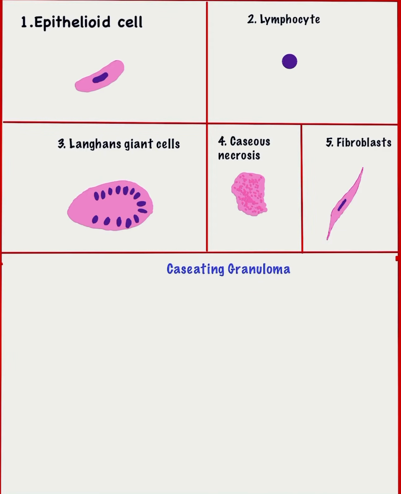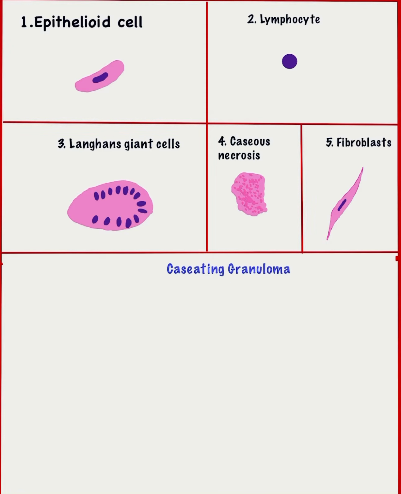First is epithelioid cells. Epithelioid cells are slipper shaped and they have an oval shaped nucleus. They have abundant eosinophilic pale cytoplasm. Then the second component is lymphocytes, which surround this granuloma in the form of a collar, and for lymphocytes we just have to draw a dot, a blue colored dot, and the cytoplasm is generally not visible, so we just draw it like a blue dot.